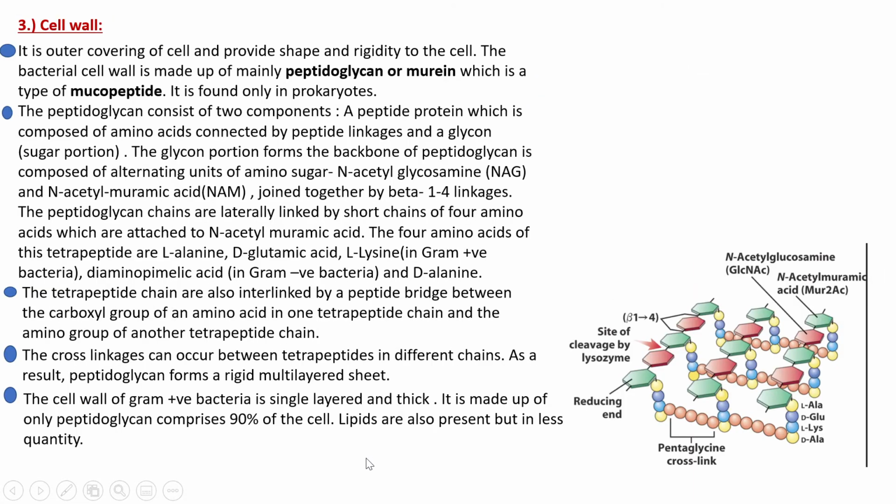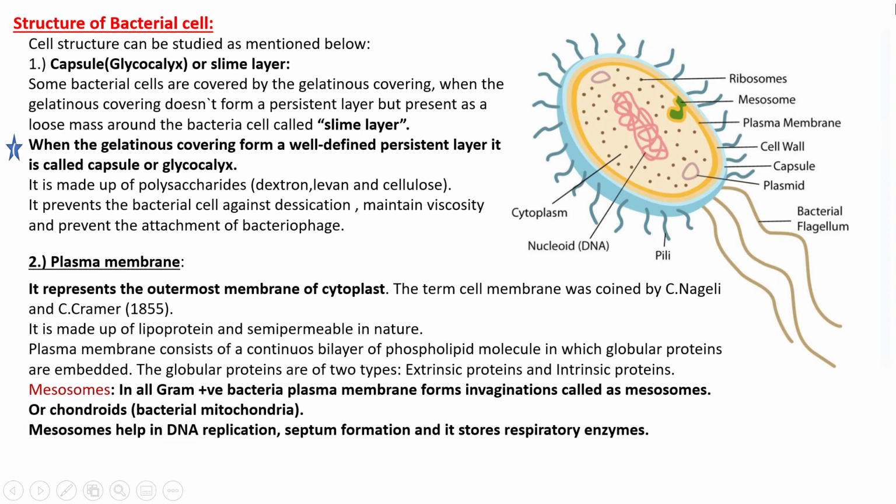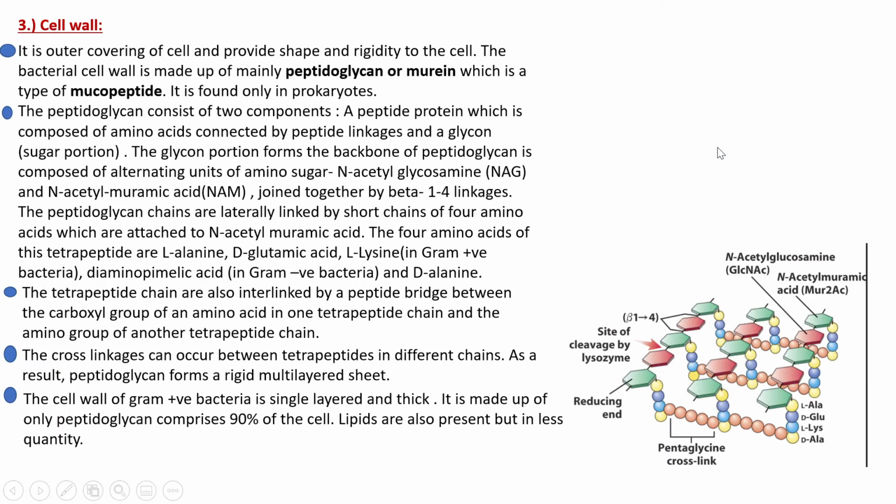Then we will move on to the cell wall. It is the outer covering of the cell and provides shape and rigidity to the cell. The cell wall is like this. The bacterial cell wall is made up mainly of peptidoglycan or murein, which is a type of mucopeptide. It is found only in prokaryotes. Here we see how it is arranged. I will explain it in detail now.